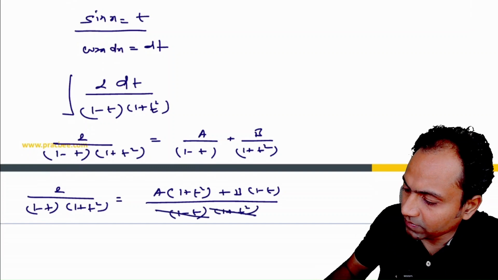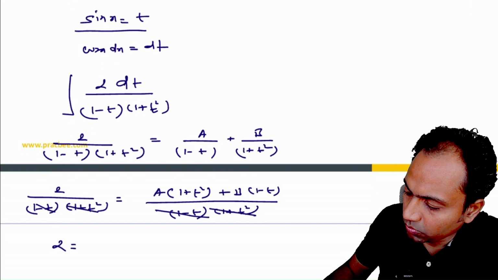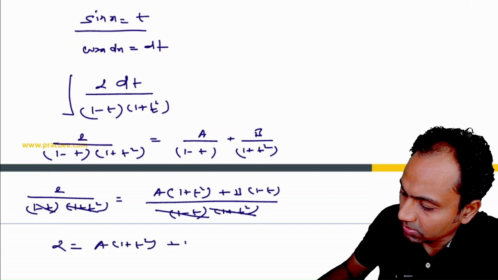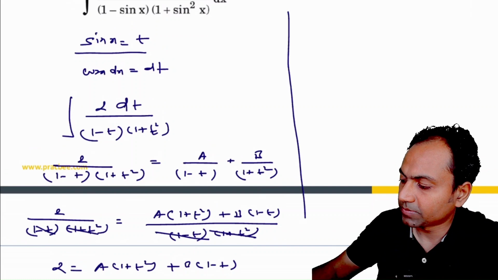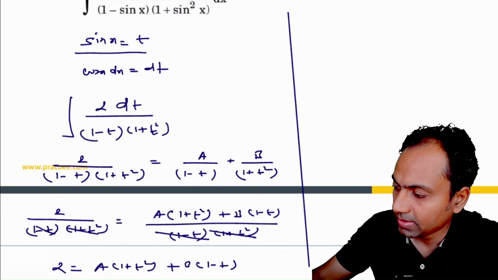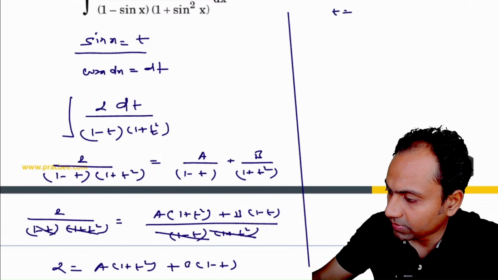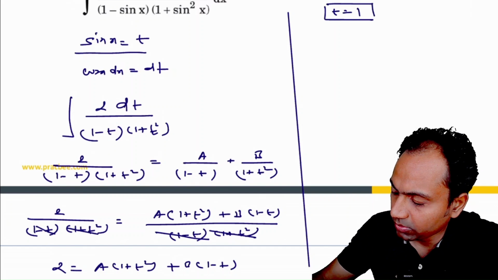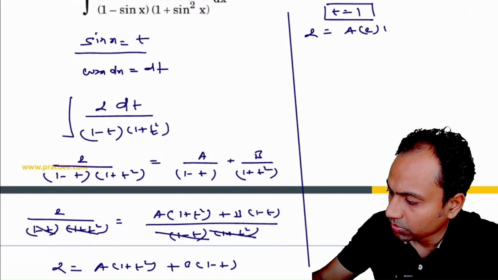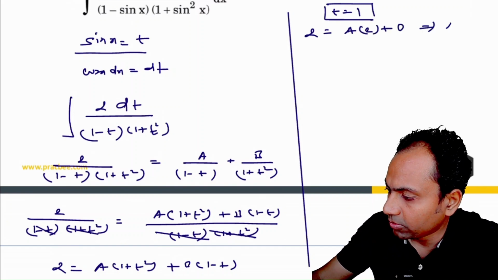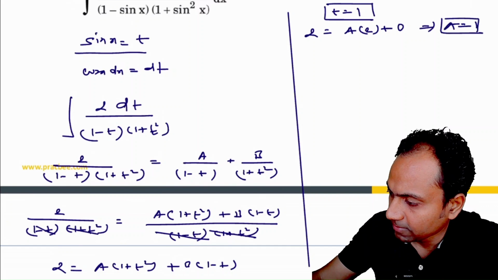Now this denominator will get cancelled out, and 2 will be equal to a times 1 plus t square plus b times 1 minus t. Now in order to solve this, what we can do is substitute two values of t. So let us take the value of t as 1 first. If I do so, my left hand side becomes 2 only, but the right hand side becomes a into 2 plus 0. So the value of a from here comes out to be 1.